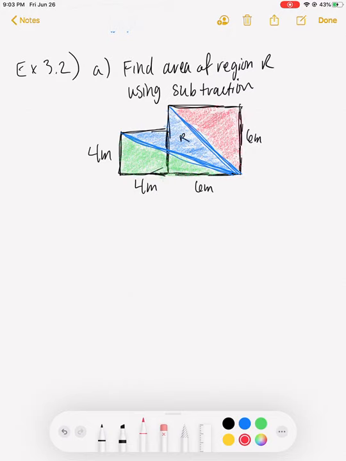If I subtract off the area of all of the squares, this whole thing here, and the red part and the green part, then I can find the area of region R. Take off everything that is not R.